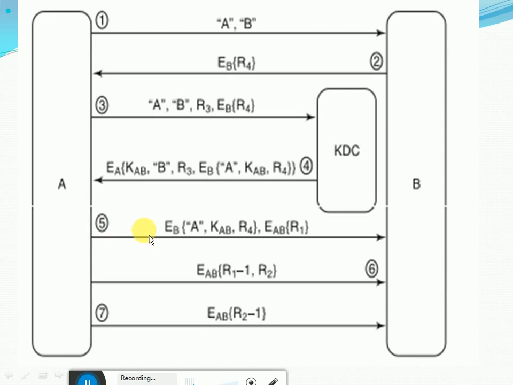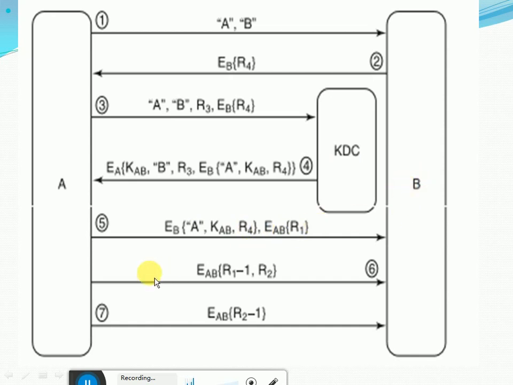What it will do is simply forward this as it is to B, along with, say, the nonce, which is again for authentication purpose of A and B. So this nonce is now encrypted using a session key of both A and B. Now see, this was the information which is encrypted by KDC, and this nonce is encrypted using the session key of A and B, which is forwarded to B.